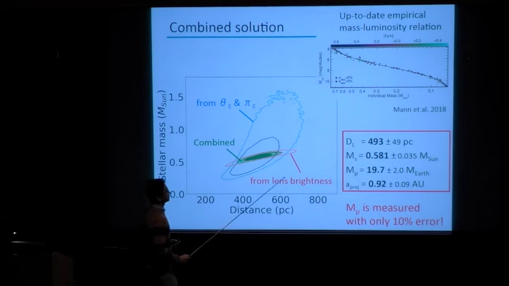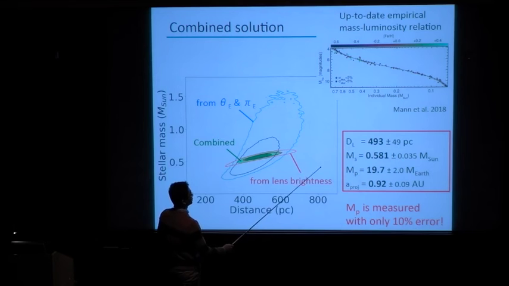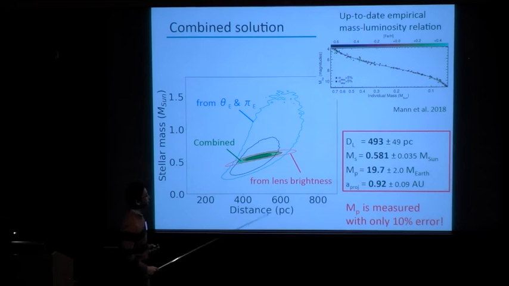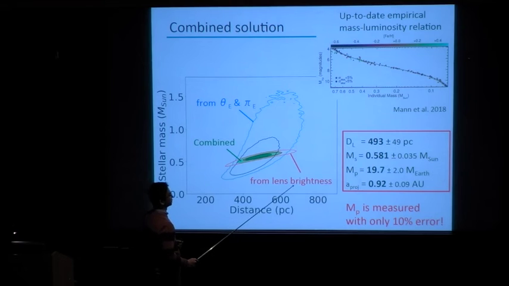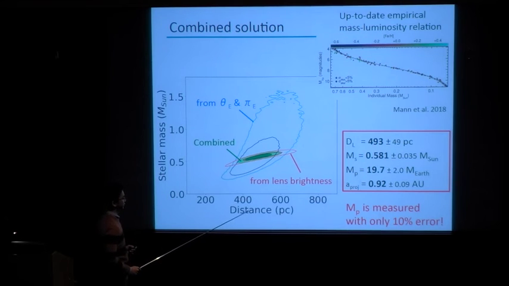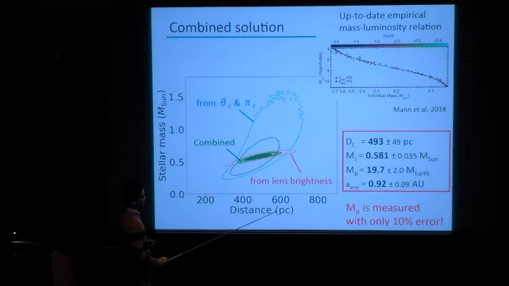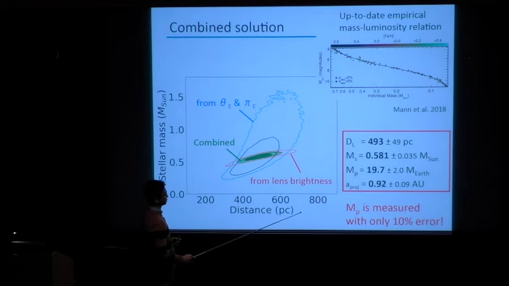So we found that the lens star is located at about 500 parsec, and the stellar mass is about 0.58 solar masses. Planetary mass is about 20 Earth masses, and the projected separation is about 0.9 AU. And I would like to emphasize that the planetary mass is measured with only 10% error.